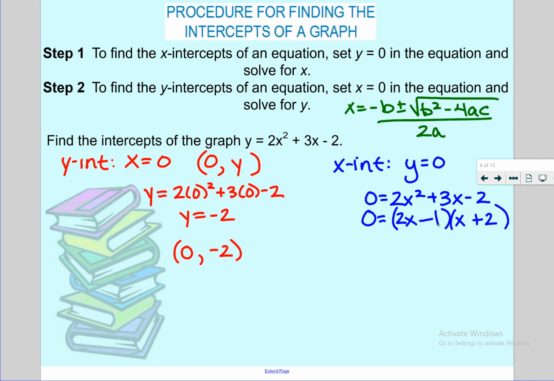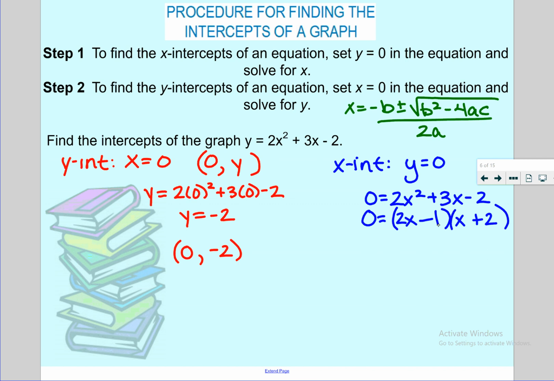And here's how I know. I can FOIL real quick to make sure I factored that correctly. First terms give me 2x squared. My outside terms are 4x, and my inside terms are -1x. And putting those together gets me my 3x. So your outside plus your inside should be your middle, and then your last terms should be your last.